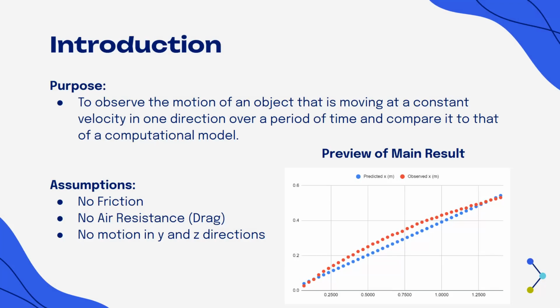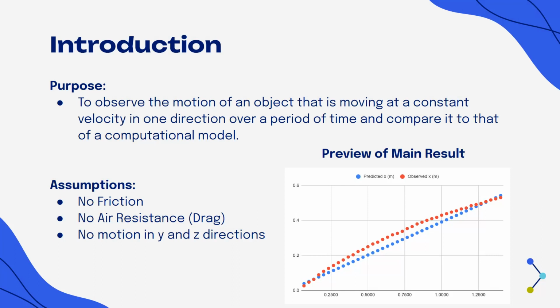So, the purpose of this experiment is to observe the motion of an object that is moving at a constant velocity in one direction over a period of time and compare it to that of a computational model. The assumptions present are that the surroundings are completely frictionless and contain no air resistance. This is important to have because in the real world, these forces would prevent constant velocity from occurring without a constant external force being applied.